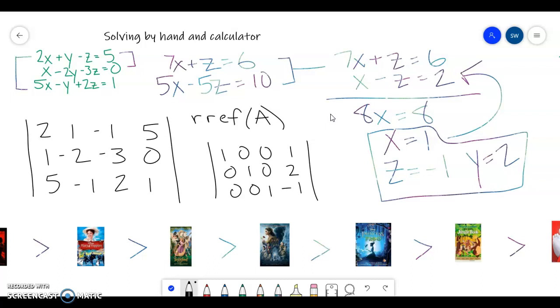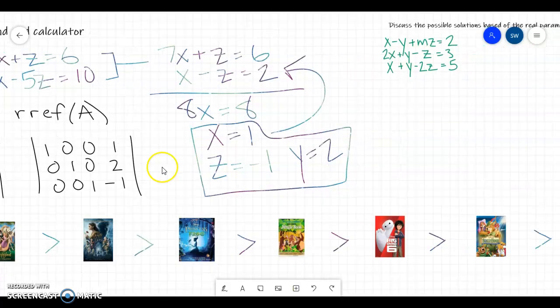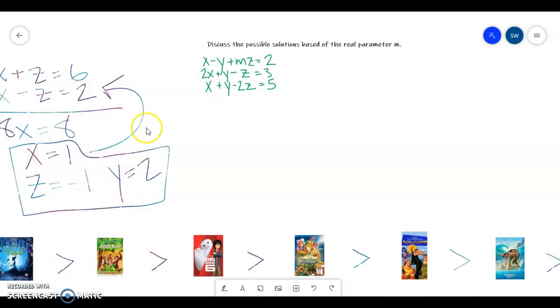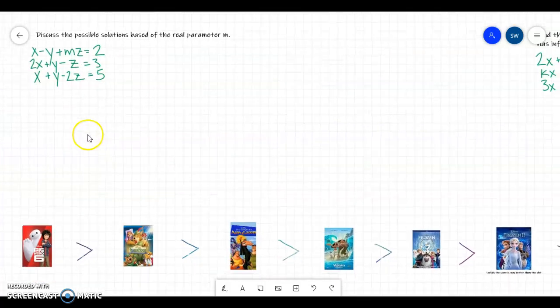So you can practice using your calculator to get the answers. Remember, the first column represents x, then y, then z. So this reads 1x equals 1, 1y equals 2, 1z equals negative 1. Okay, moving on. Now something less straightforward.